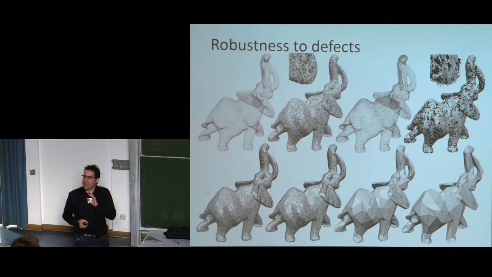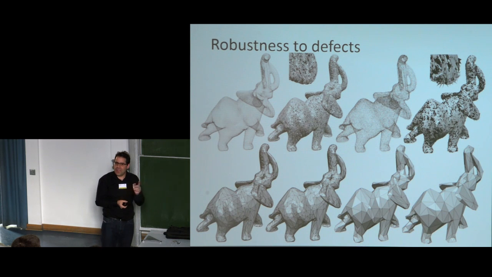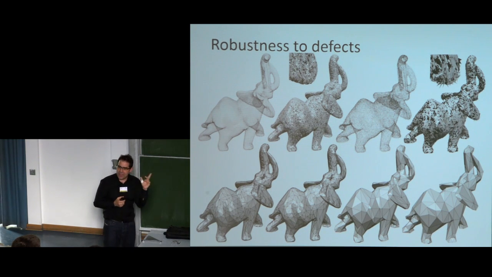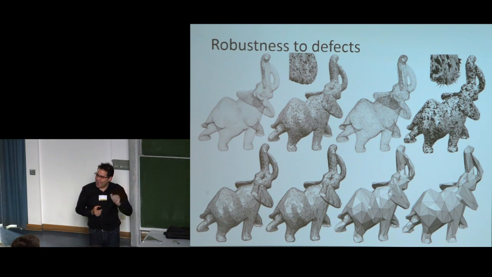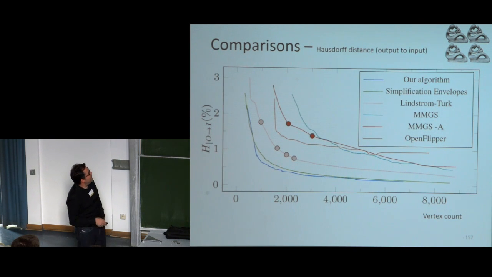So now we haven't solved the main issue of robustness. Why? Because now we delegate to the user the design of the tolerance volume. And that turns out to be, again, another problem. Okay. So how do we compare?